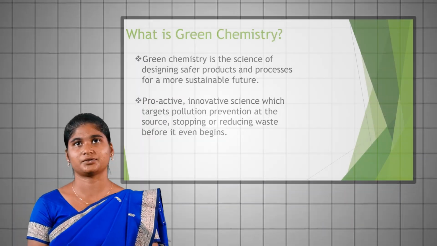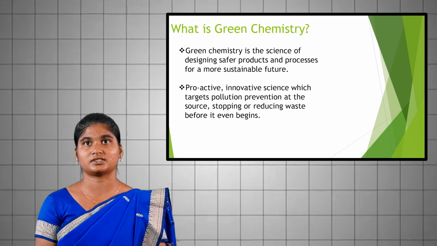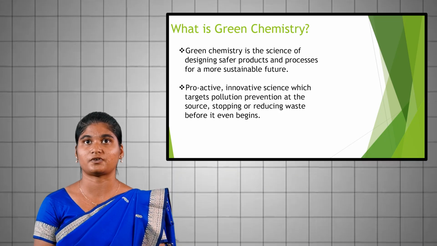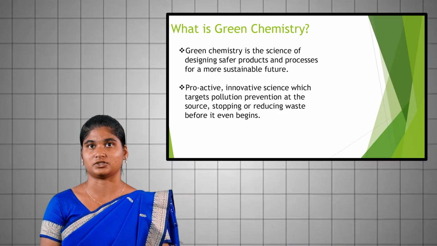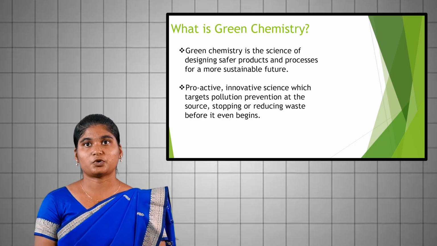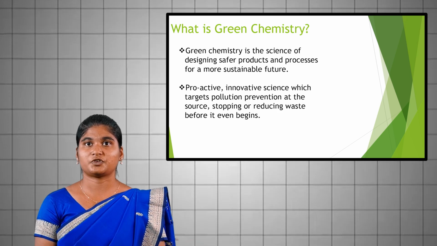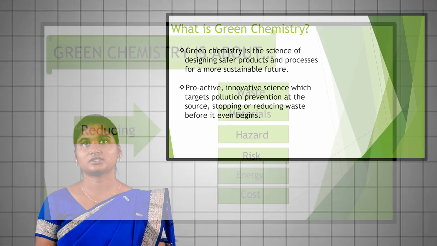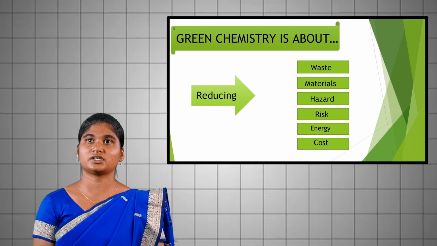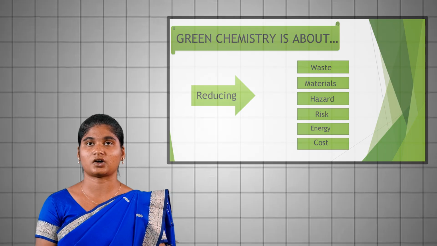Next, what is green chemistry? Green chemistry is the science of designing safer products and processes for a more sustainable future. It is proactive, innovative science which targets pollution prevention at the source, stopping or reducing waste before it even begins. Next, green chemistry is about reducing waste, materials, hazard, risk, energy, and cost.